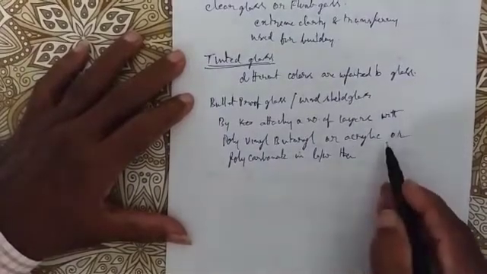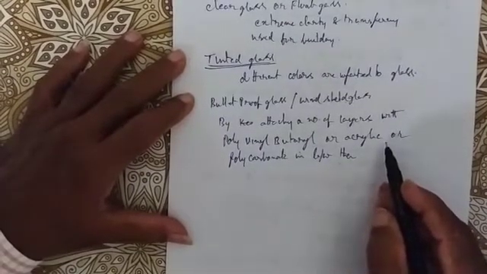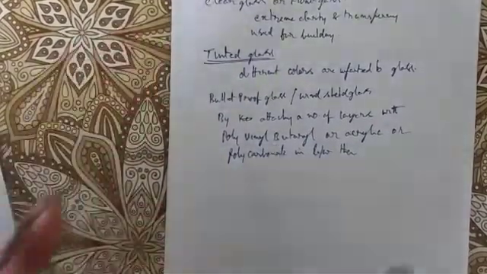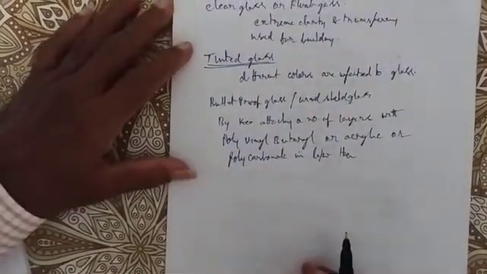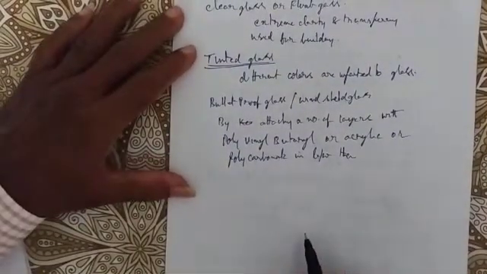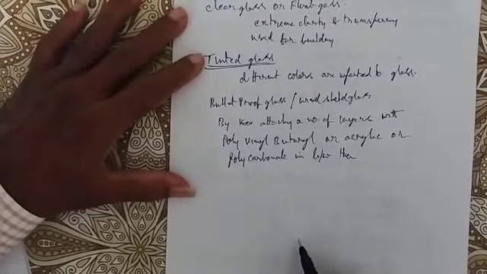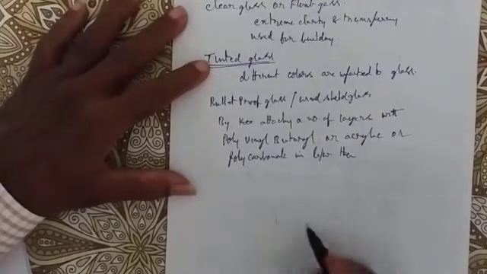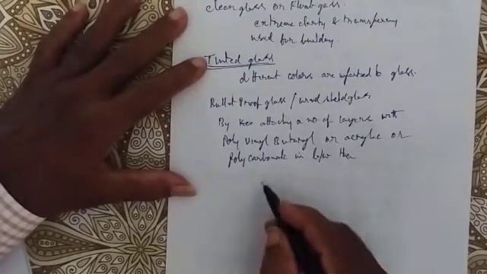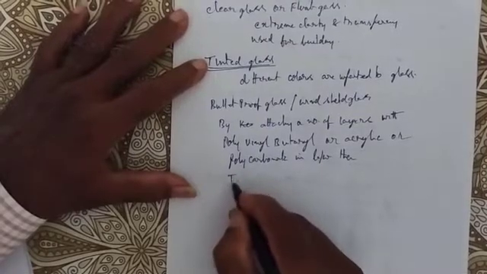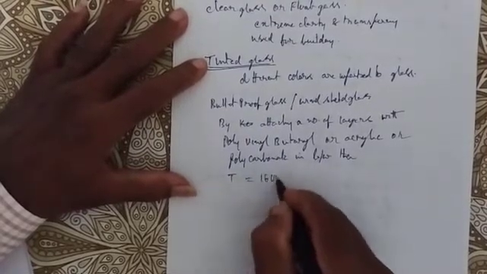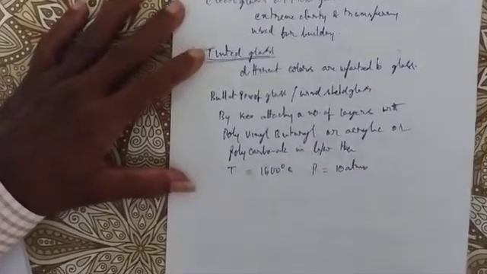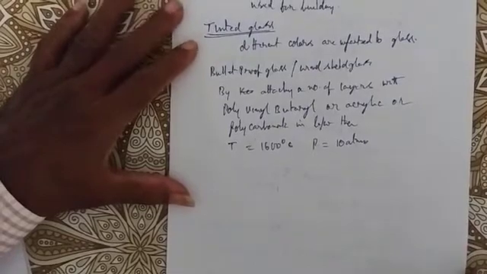any one of these adhesives, that is, a transparent adhesive, is kept and another layer is kept. Like that, some 10 to 12 glass layers are kept one after the other, keeping the polyvinyl butyryl or acrylic or polycarbonates in between them, and pressed, heated to very high temperature while applying pressure. The temperature is around 1600 degrees centigrade and pressure is 10 atmospheres. So due to this we get windshield glass or bulletproof glass.